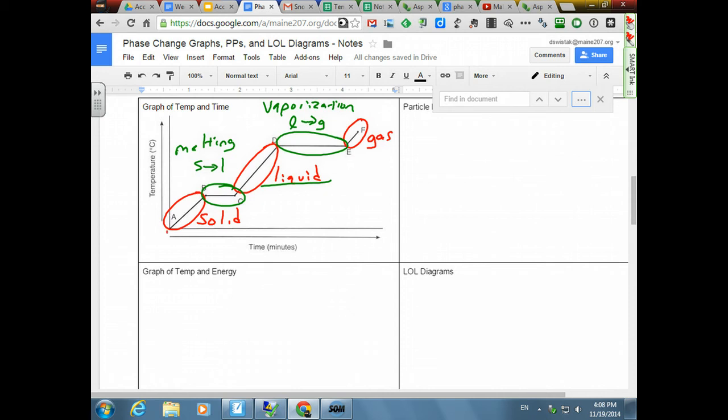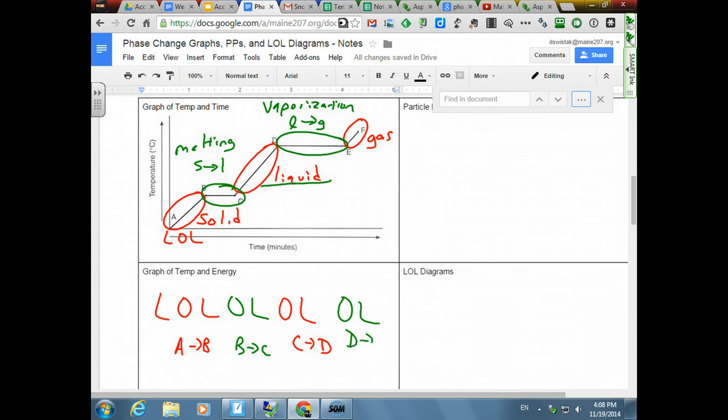We want to make an LOL, which is basically just a graphical representation of what's happening to energy for every time that this switches a trend. So we're going to make an LOL here for A to B, and then we're going to add an OL for B to C to show that transition. And then another for C to D, another for D to E, and finally another for E to F. Okay, and I'm going to just show you what happens here.